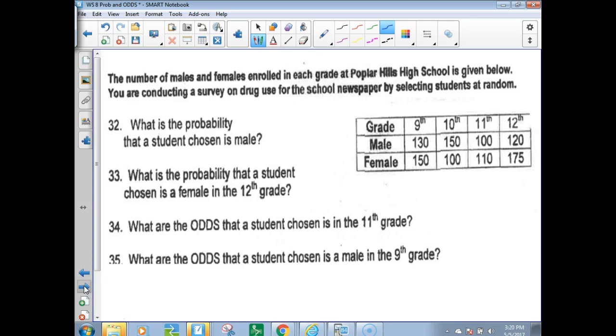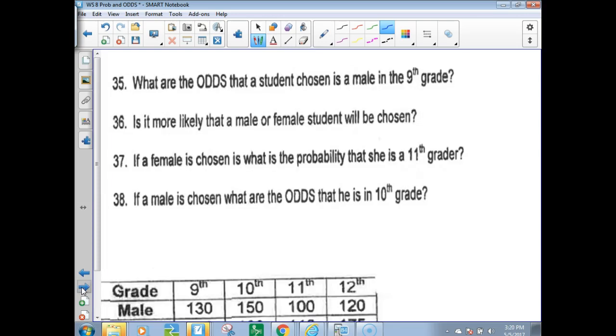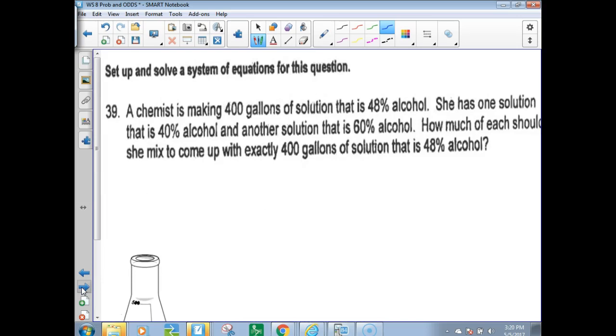All right, there was one more I wanted to do with you guys. That was the last one on the page. It's been a while since we did a chemical problem. Mixture. Anyway, we have a column for percent. We're going to do a column for the amount, and then we have a total column.